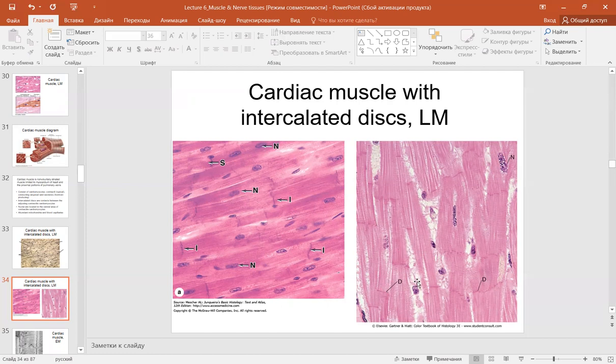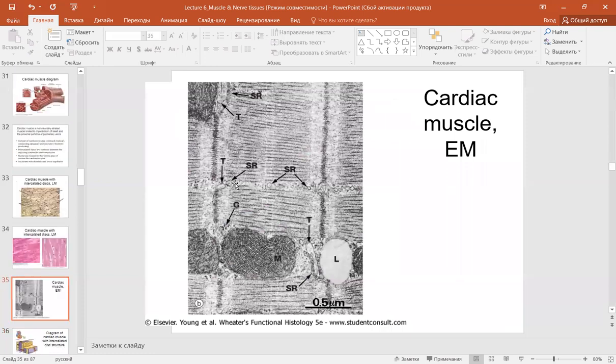Here you have the connective tissue investment of the contractile cardiac muscle with blood vessels and lymphatics, and nuclei in the central position of the cardiomyocytes are characteristic. These are the main morphological differences between skeletal muscle fiber and cardiac muscle fiber.